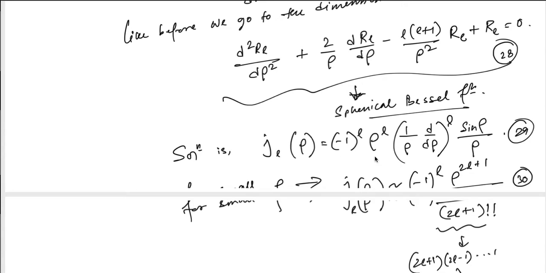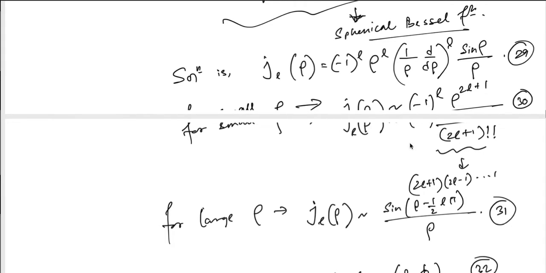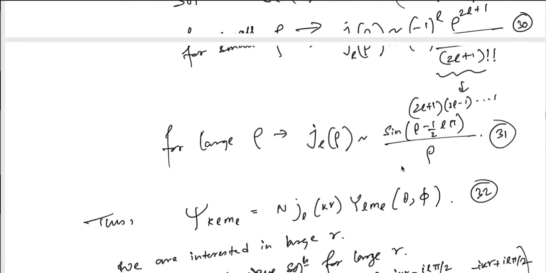So the solution is of this form, the spherical Bessel function, and here we are interested in the extreme limits, which are small rho or very large rho. For very small rho, this solution becomes this, and for very large rho, this solution becomes this. Very large rho is actually the more interesting solution, and we'll see how we deal with that in a moment.